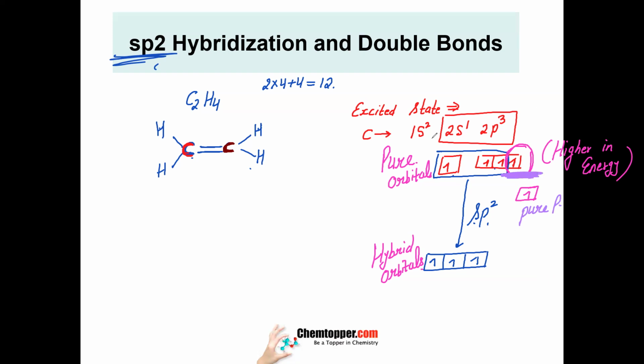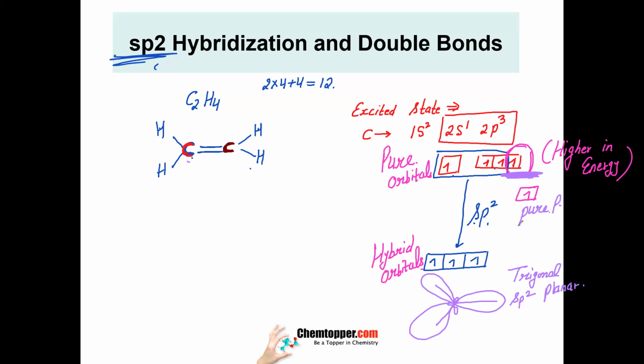Now, can you see the state of the carbon? The red carbon? It has 3 sp2 orbitals and 1 pure orbital. The sp2 orbitals are trigonal planar because there are 3. 3 means trigonal planar. So these orbitals are arranged like this. This is one sp2 orbital. This is another sp2 orbital. And this is the third. Trigonal planar. Is it clear, children?